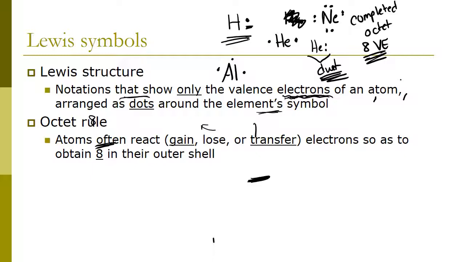Fluorine. Fluorine is in group 7A. Here's fluorine, so we're going to go 1, 2, 3, 4, 5, 6, 7. It has 7 valence electrons.